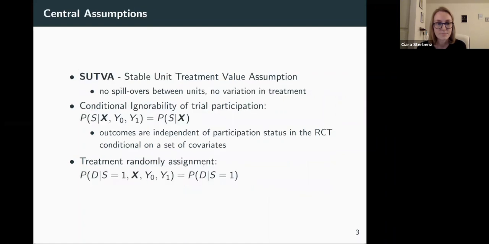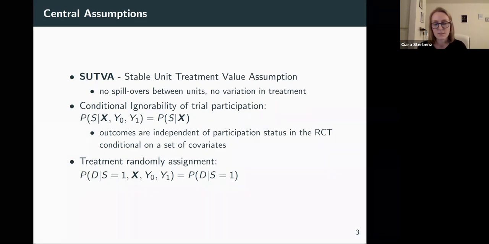Next slide, please. So we have to make some central assumptions to make any progress here. A very common one in all causal inference, SUTVA, is basically that there are no spillovers between units and that we have no variation in treatment. We also need to assume conditional ignorability of trial participation, which is basically just that the outcomes that we care about are independent of the participation status in the RCT, at least conditional on the set of covariates that we have. And then of course, the treatment is randomly assigned. Next slide.